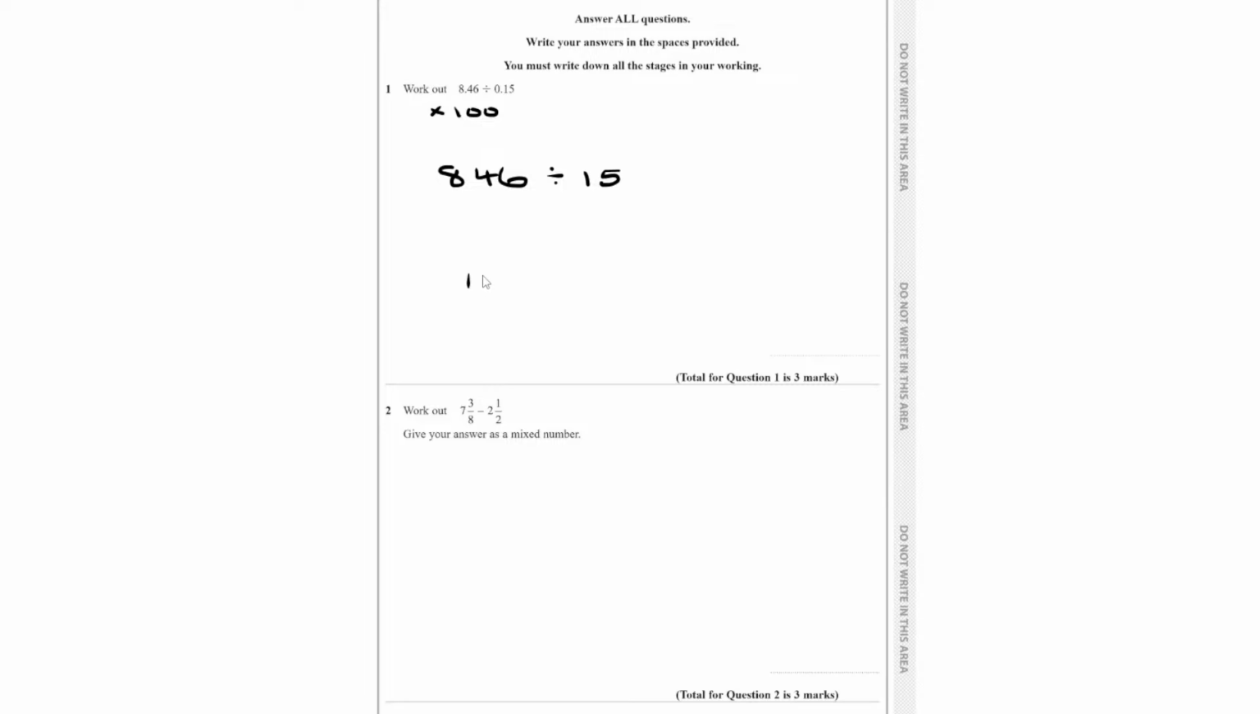So obviously we're dividing by 15, so that's on the outside. Draw a little bus stop, 846 on the inside. And then obviously 15 won't go into 8, so I just skip that one straight away and I look at the first 2 digits, 84. I think for higher tier it's quite handy to know some of the 15 times tables, because 15 comes up quite a lot, so maybe up to like 6 times 15, just learn those. So actually 15 only goes into 84 5 times, so we put 5 at the top here, and then we have a remainder of 9 because 5 times 15 is 75. So we'll put a little 9 here, that's now 96.